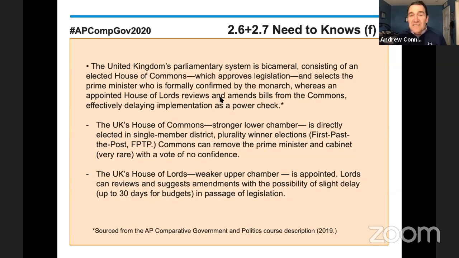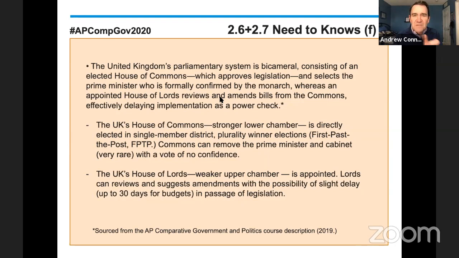The United Kingdom is considered to be bicameral. Its lower chamber is enormously more powerful than its upper chamber. The lower chamber is called the House of Commons. It approves legislation and also selects the prime minister. Technically, in the United Kingdom, the monarch has to approve the House of Commons selection for the prime minister.